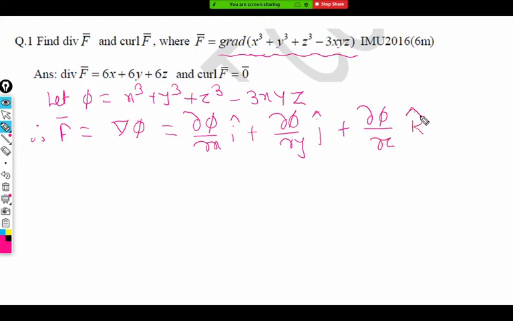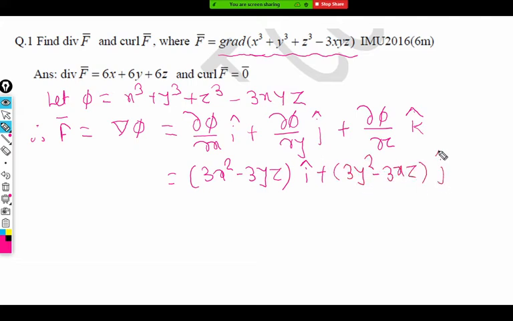What is dou phi by dou x? 3x square minus 3yz. Similarly, 3y square minus 3xz j cap, plus 3z square minus 3xy k cap. So in step number 1, we calculated the vector f bar by the definition of a gradient. So we got vector f bar, and now we can move to the next step.